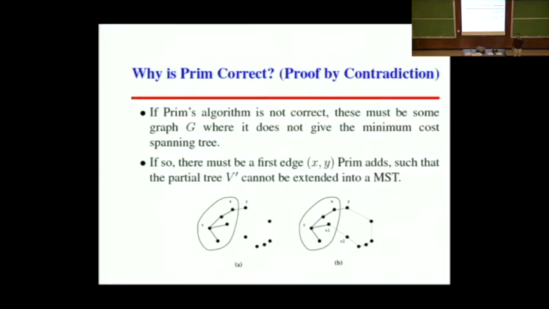Okay, any questions? Any questions about the proof of Prim's algorithm, why Prim's algorithm is correct? How many people understand the proof? Are there any mysteries here about the proof? Okay, fair enough.